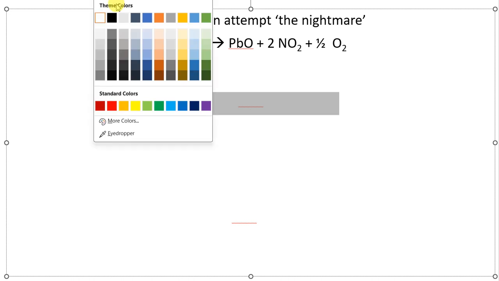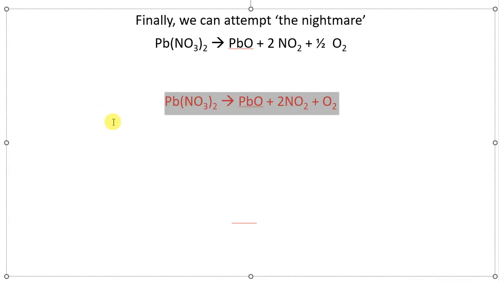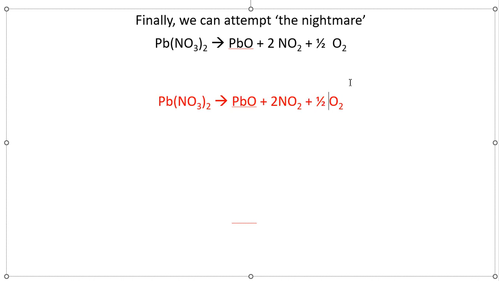So what we did was to add a half in front of the NO2. Right, now O2 balances. N, I've got my 2. N balances. Pb, I've got it here. We're done.